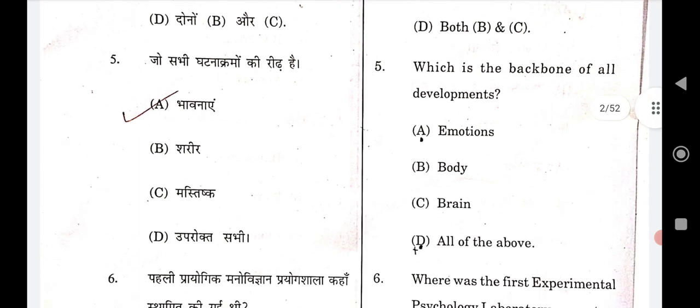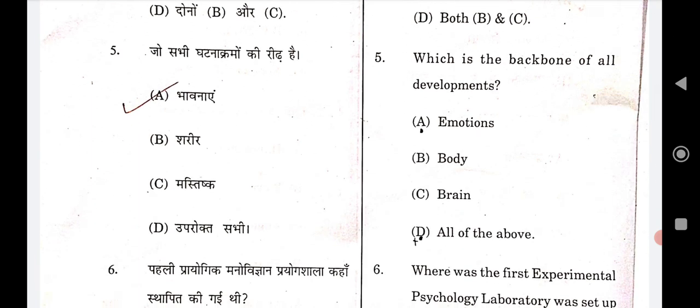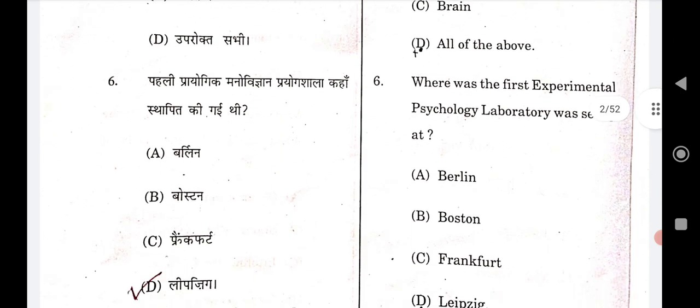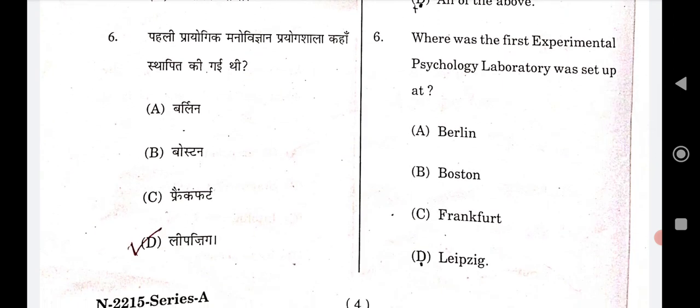Next question is: which is the backbone of all developments? The correct option is भावनाएं, emotions. Next question: where was the first experimental psychology laboratory set up? The correct option is Leipzig. D is the correct one here.